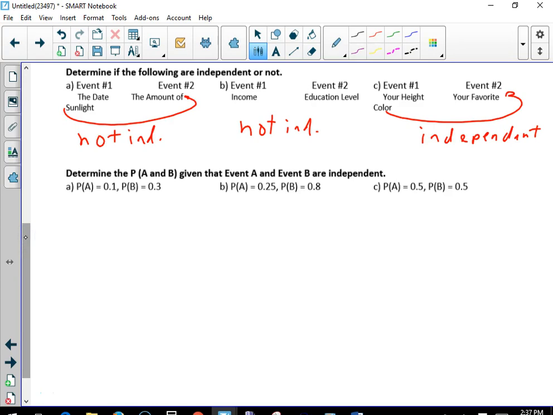Determine the probability of A and B if they are independent. So if they're independent, we're going to take 0.1 times 0.3, which is 0.03. 0.25 times 0.8, which is 0.2. 0.5 times 0.5, which is 0.25. So the probability of A and B is 0.25.